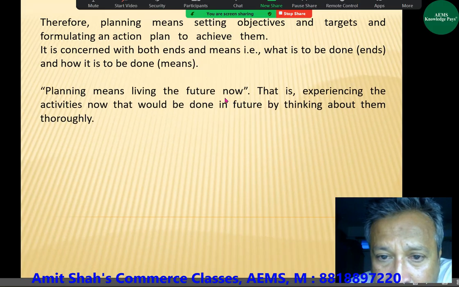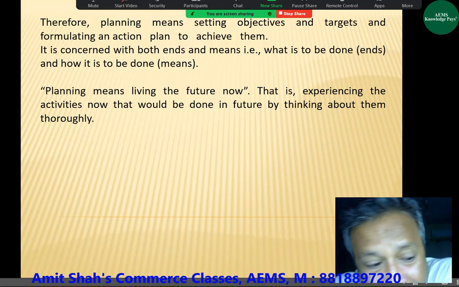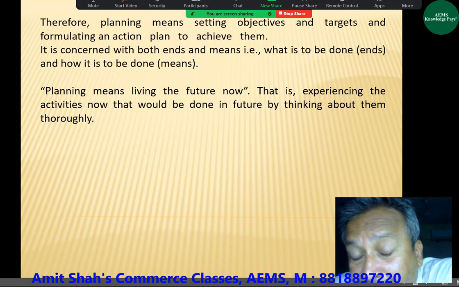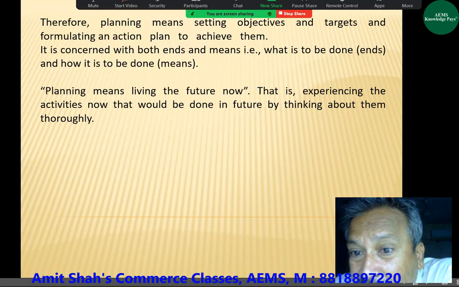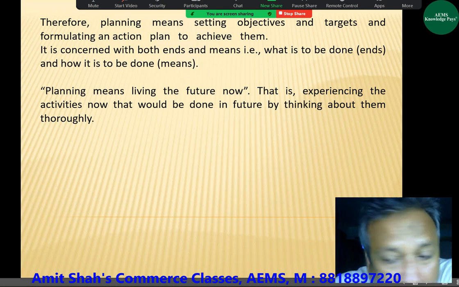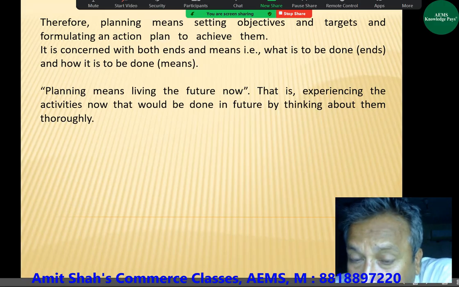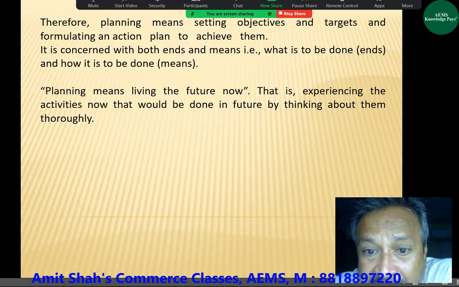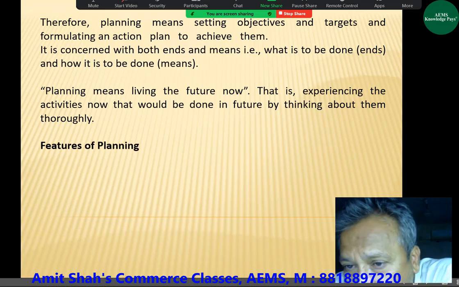Planning means living the future now. So when you sit for planning, you not only decide about the future, but you actually think about the future very critically and minutely, so that you do not miss anything which may happen in the planning period. If you miss that today, then in the planning period, when you would be executing the things, you may have many hurdles if you have not thought about that in advance. That is experiencing the activities now that would be done in future by thinking about them thoroughly. So this is, guys, about planning.